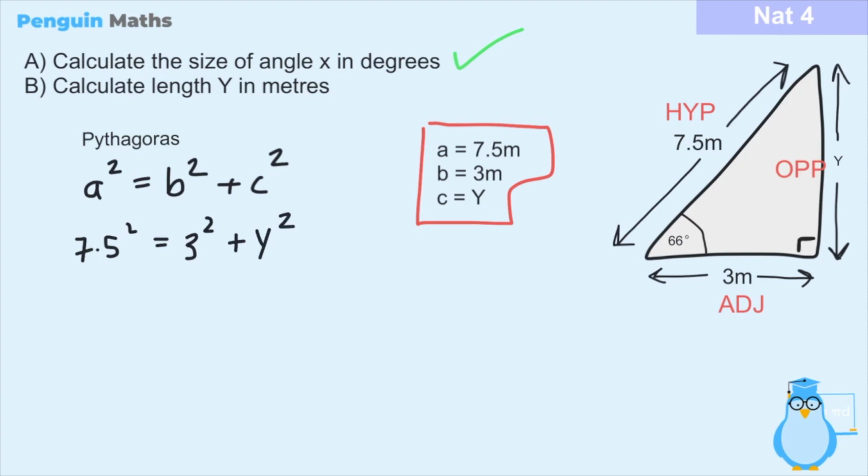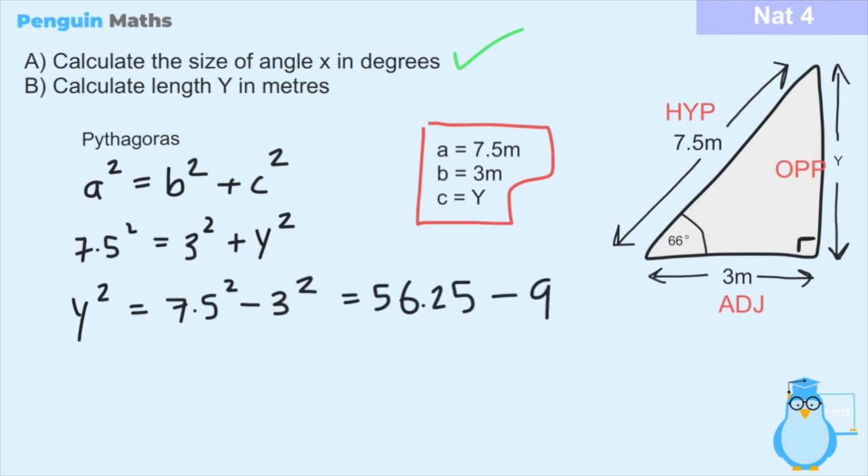plus y squared. Because we want to solve for y, we have to rearrange this equation and move this 3 squared over to the other side. Because it's positive on this side, when we move it over to this side it becomes negative, or take away 3 squared. So beginning with y squared on the left hand side now, we can say that y squared is equal to 7.5 squared, take away 3 squared.